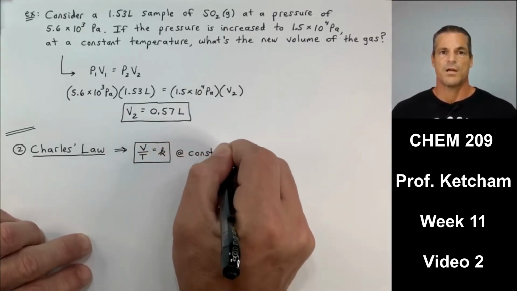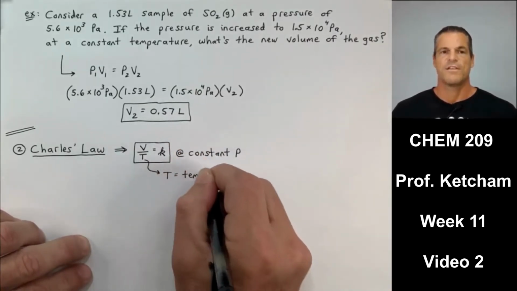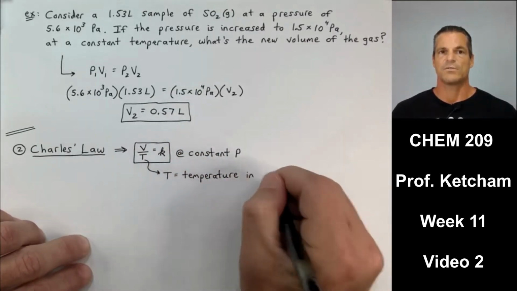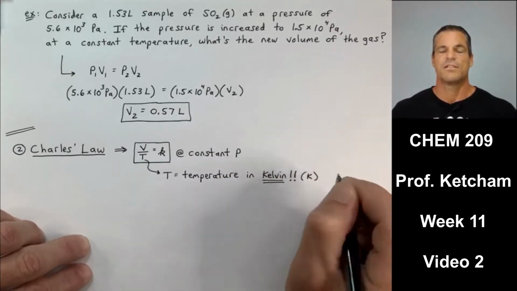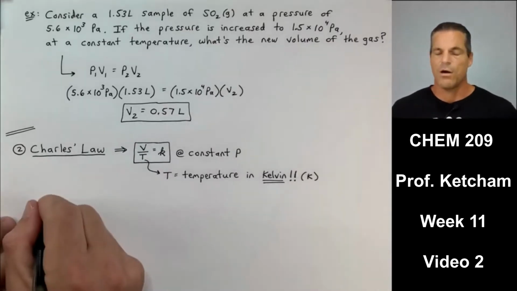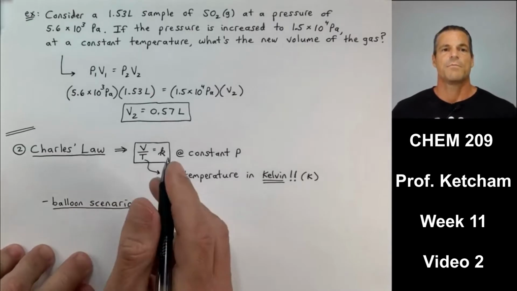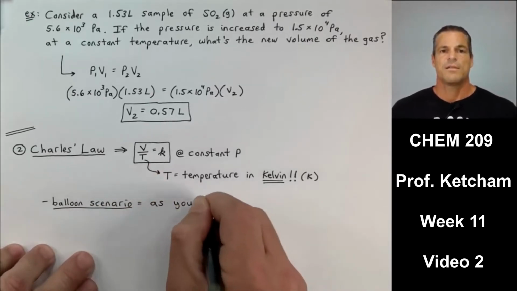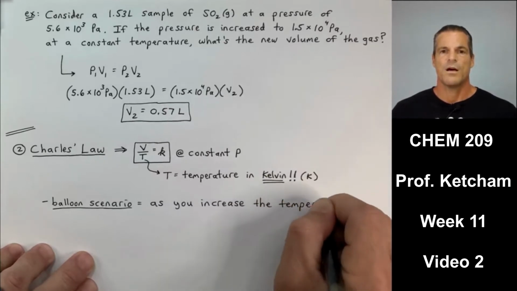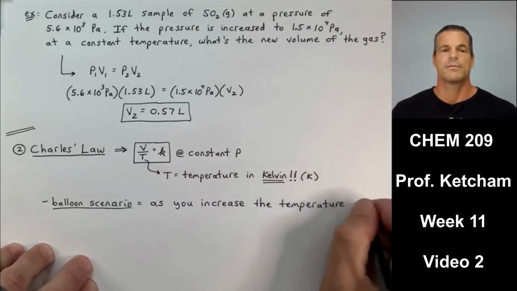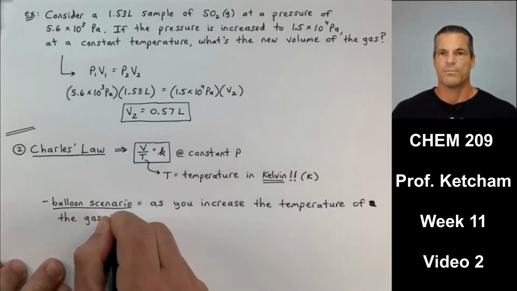Second law I want to talk about today is a relationship between volume and temperature. V over T equals K at constant pressure, the other variables held constant. The temperature must be in kelvins, okay? Always think of temperature in kelvins. If I think of the balloon scenario again, if I increase the temperature of a gas, as I increase that temperature, the volume is going to increase.